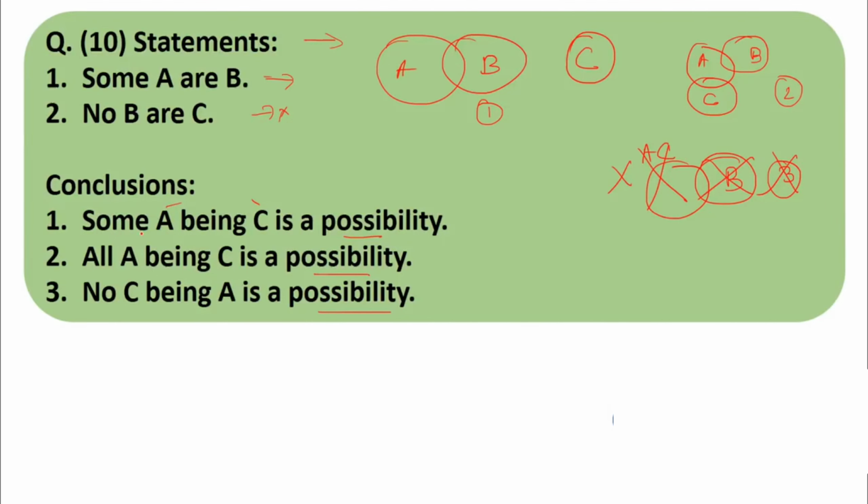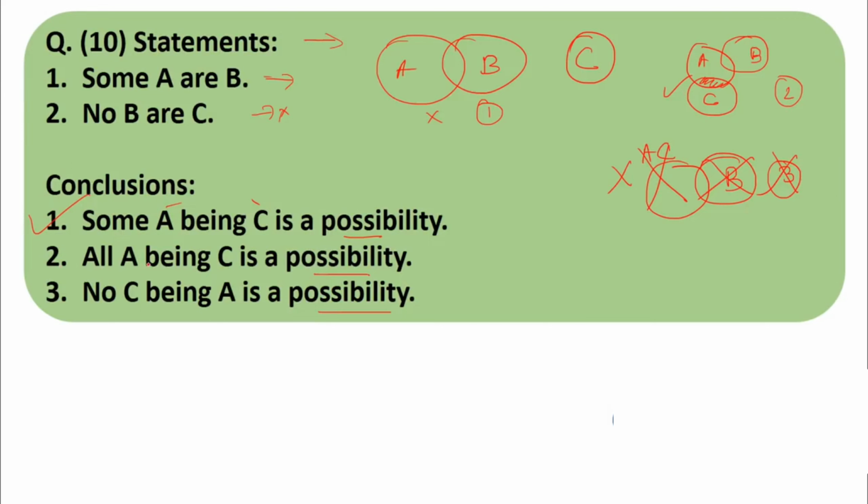Move on to the conclusion: some A being C is a possibility. Over here C and A are not connected, so here the conclusion is not possible. Here the conclusion is possible because there is something common over here. Some A being C. So the conclusion is valid: one not possible, one possible.